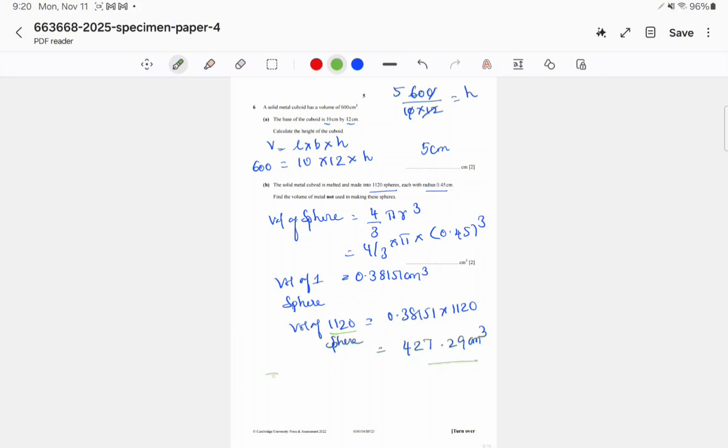So the volume not used equals the total volume minus the volume of 1120 spheres. The total volume is given here, it is a continuation question. So 600 cm³ minus 427.29, which is 172.71 cm³. Sorry, centimeter cube. Okay, this is the answer for this question.